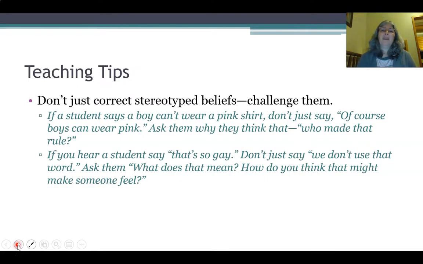Here's another one. Don't just correct when you hear a stereotypical view or when you hear anything that sounds in any way like a gender bias statement or even something that borderlines on harassment, okay? Don't just correct it. Challenge those students. Educate those students. So, for instance, if you hear a student say that boys can't wear a pink shirt, don't just say, of course boys can't wear pink. Ask them, why do you think that? Who made that rule? Where did that come from? Why would pink be a color for one sex and not another?